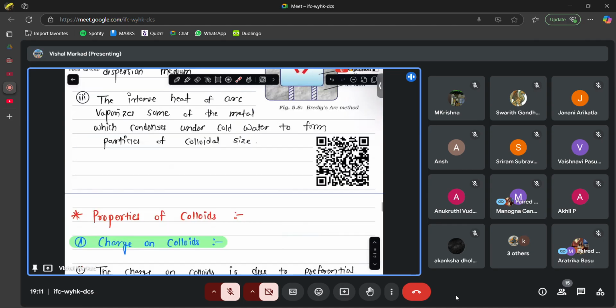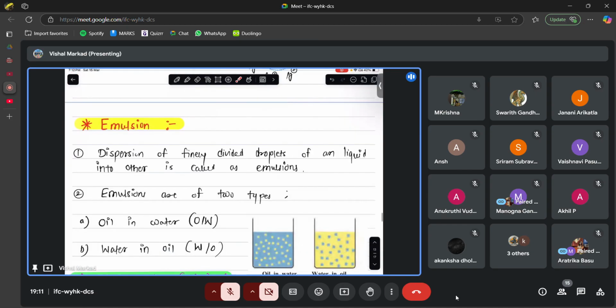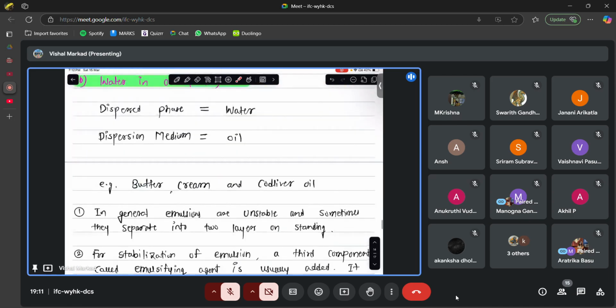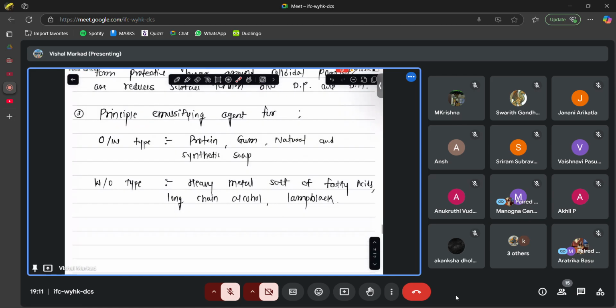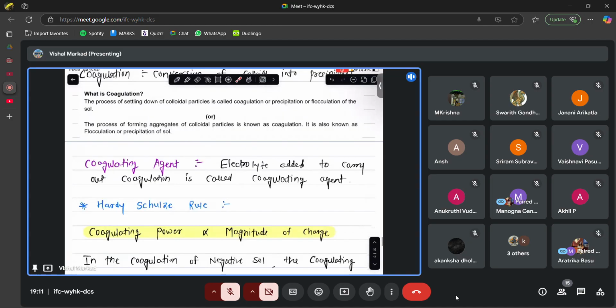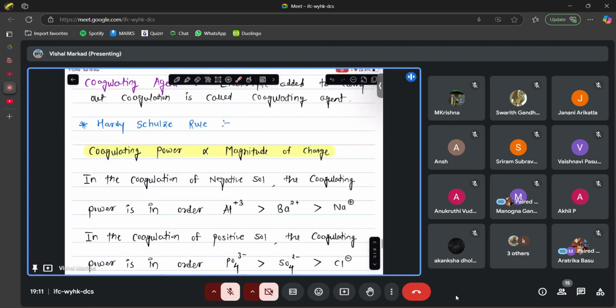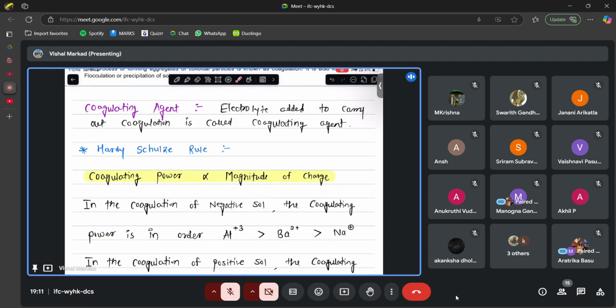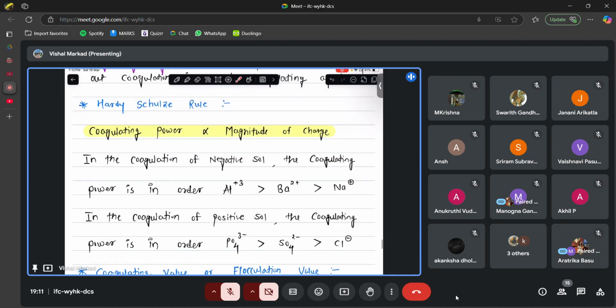And how fast they accumulate, what is their speed? That depends on what charge is there. The more the charge, the more the speed of settling down. That is coagulating power, the power of the process to settle down. That power is more if the magnitude of charge is more. It means the electrolyte which I am adding, that coagulating agent, if it has more charge, it will obviously help to settle them down easily. The process will be faster.